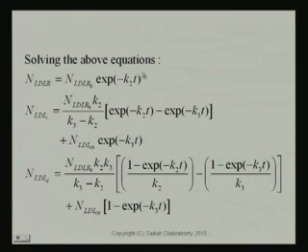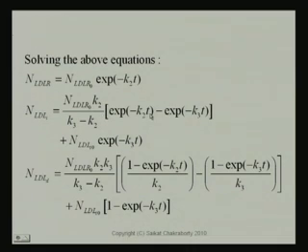Let us see one by one. So this one, as t goes to 0, n LDLR is n LDLR naught, and as t goes to infinity, it is 0. So it decreases from a certain value down to 0.